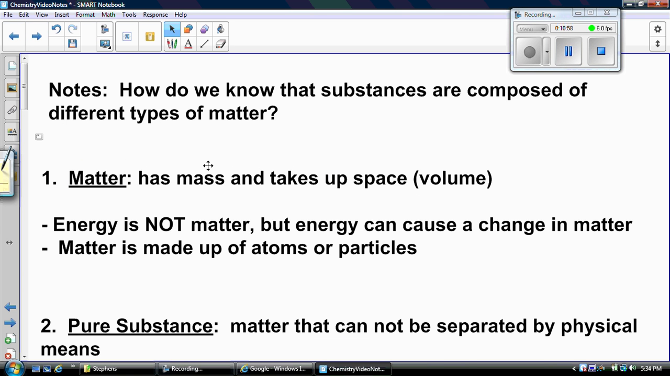Okay, so hopefully this gives you an idea, and most of this should be a review about how physical properties relate to matter, and then we're going to start using these physical properties to separate mixtures.